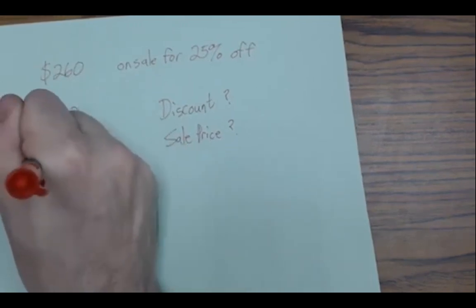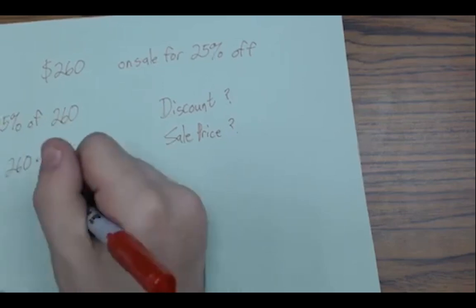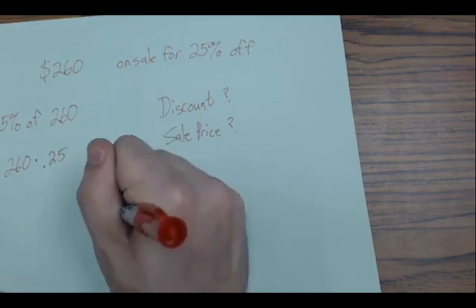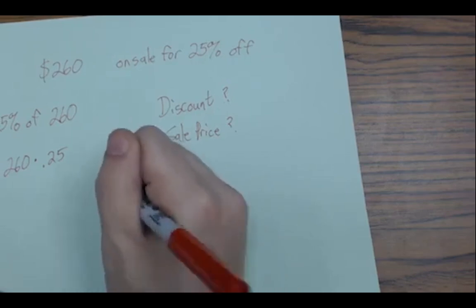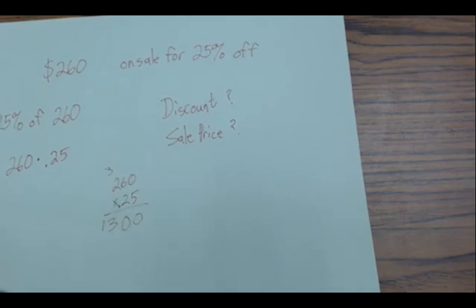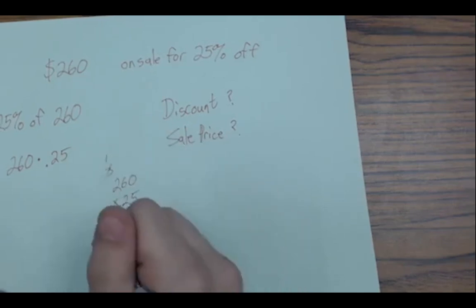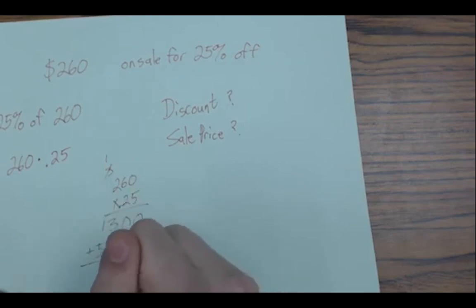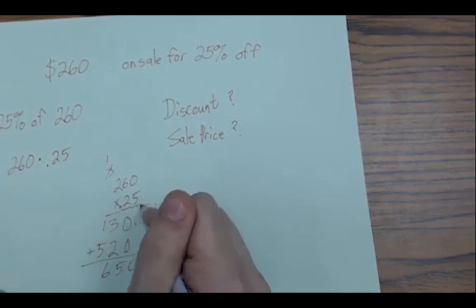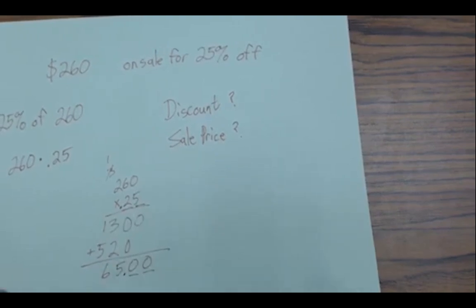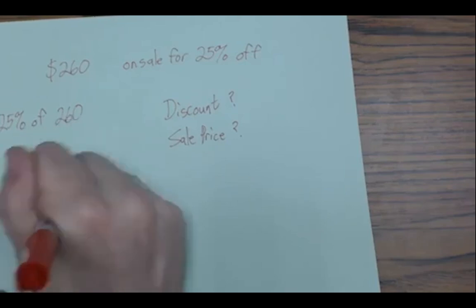So that's 260 times 0.25. Of means multiply, so 0.25 times 260. And this is 5 times 0 is 0, 5 times 6 is 30, carry the 3, 5 times 2 is 10, plus 3 is 13. 2 times 0 is 0, 2 times 6 is 12, carry the 1, 2 times 2 is 4, plus 1 is 5. 0, 0, 5, 6. 6,500 won't be the answer, though. We have 2 spaces after decimal points, so it would be 65. 25% of 260 is $65, and that's the discount.